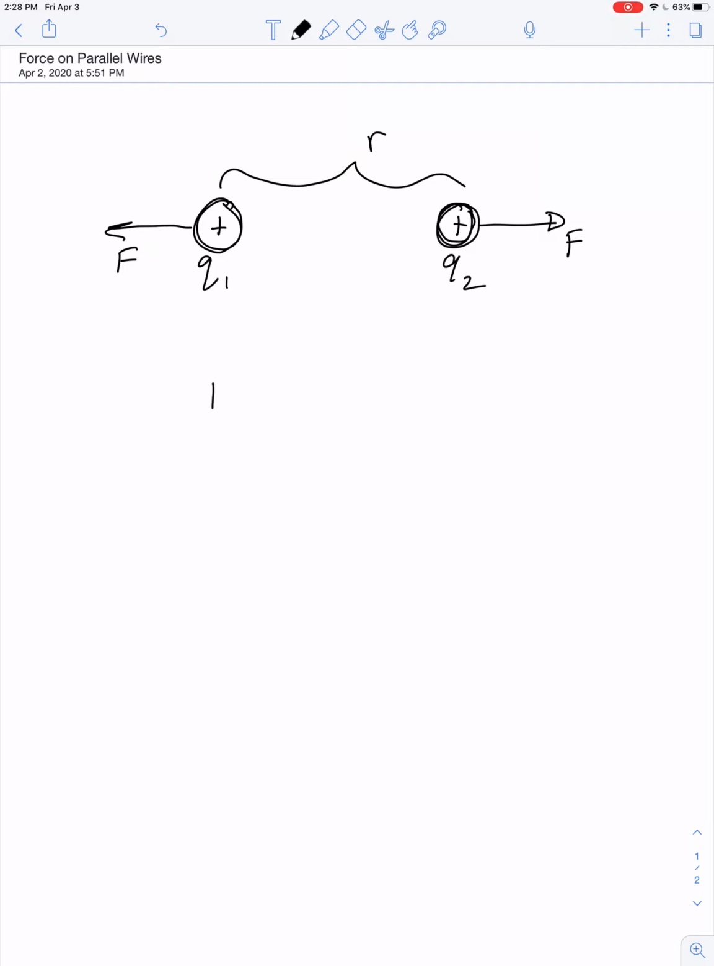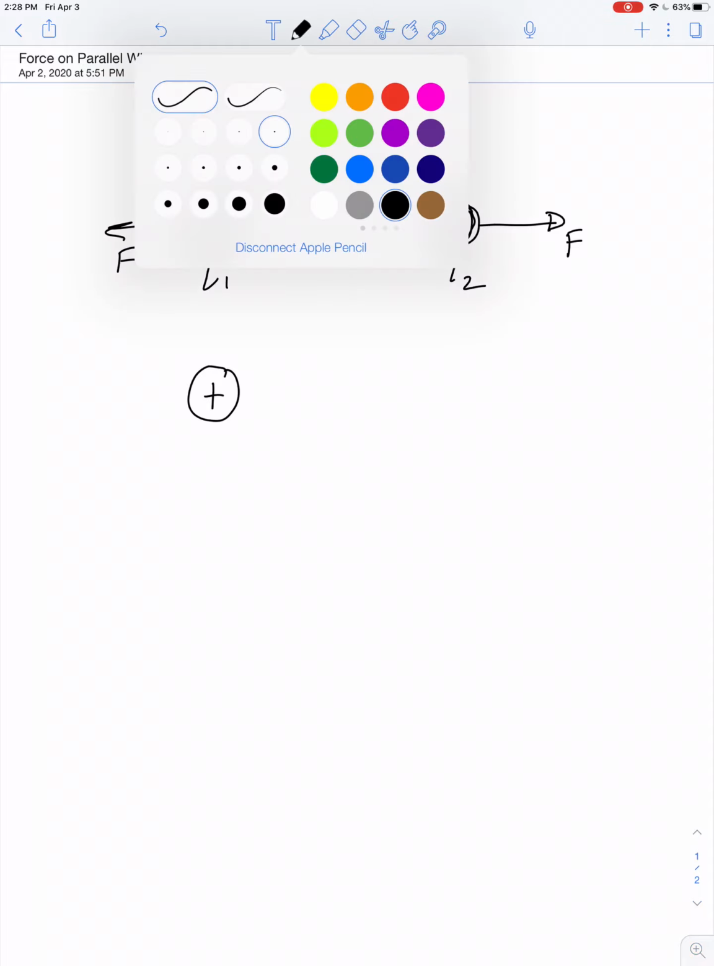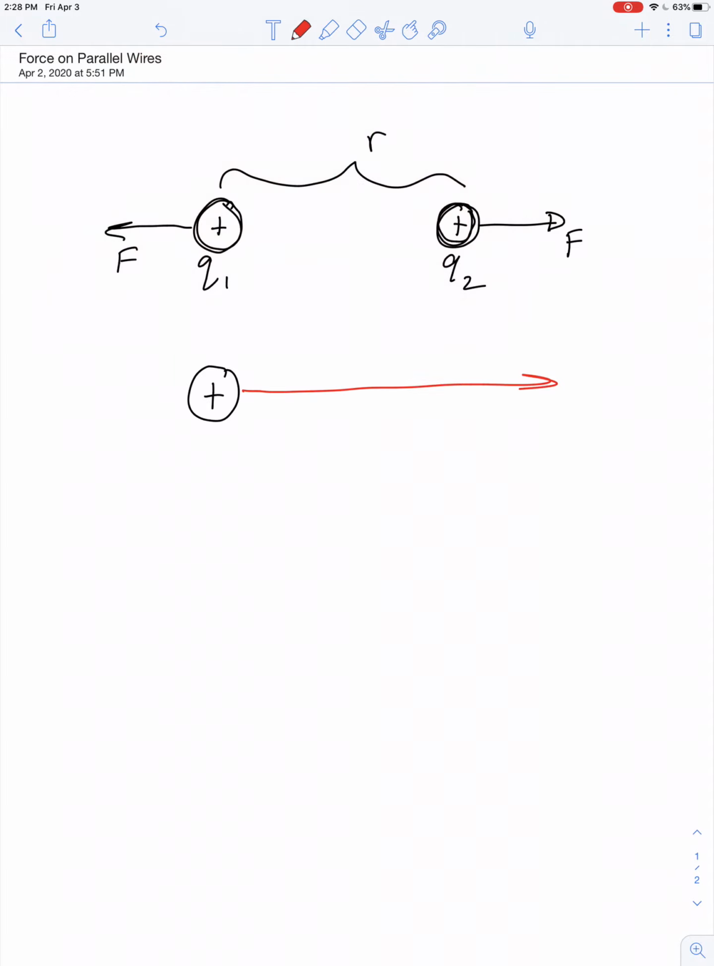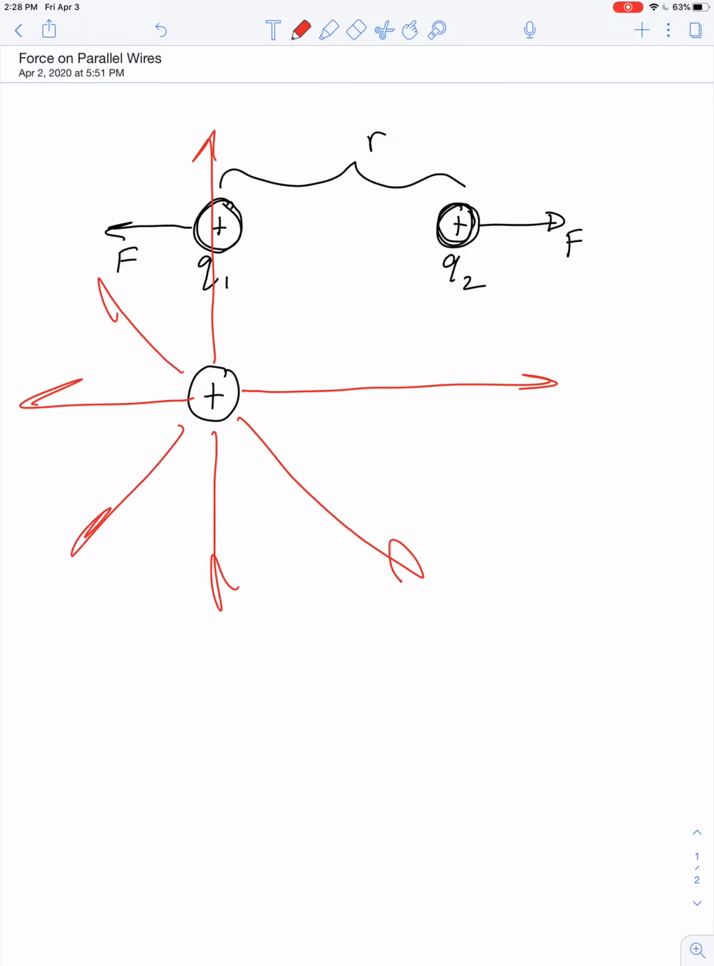I think it might be the case that charge Q1 is the one that's creating the electric field. So Q1 has an electric field that points radially outward in all directions. And so Q2 is sitting in the field created by Q1. So at a distance of r from Q1, we would have a field strength equal to 1 over 4 pi epsilon naught times Q1 divided by r squared.